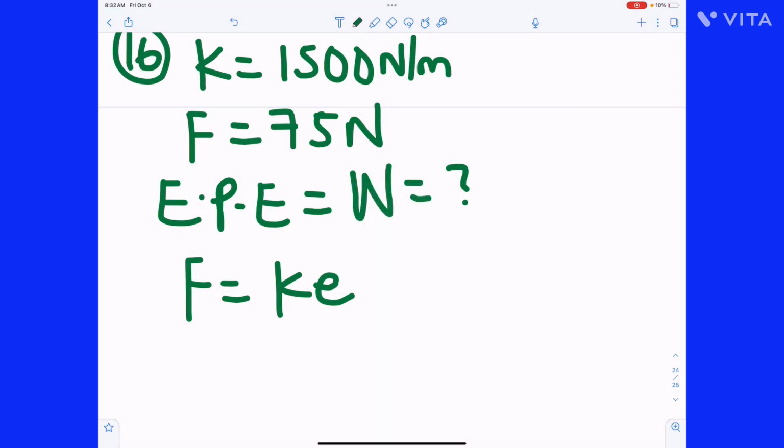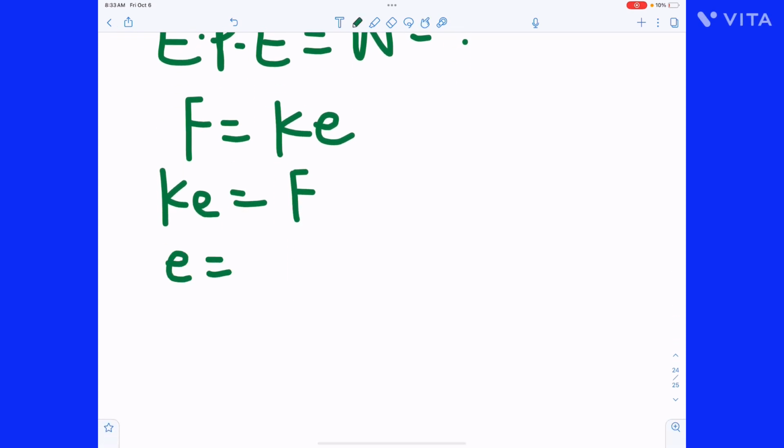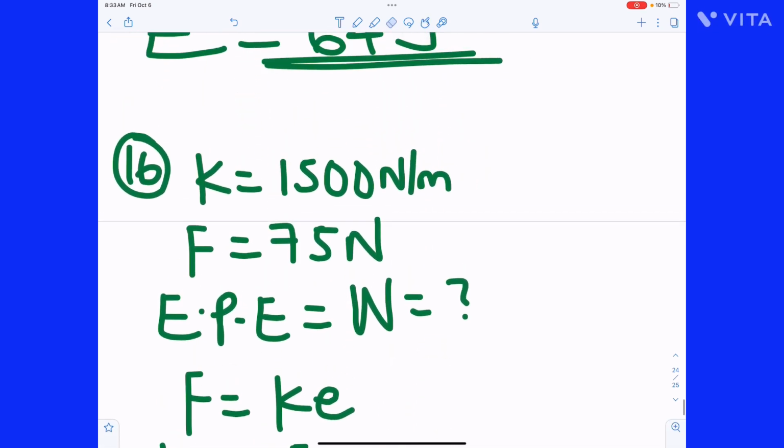Using F is equal to Ke, I can rearrange to say Ke is F, and e is F over K. So that means extension will be 75 over 1500. Everything is in SI units, so I can substitute my 75 over 1500 straight. This is in SI unit, newtons per meter. So what does that give me?